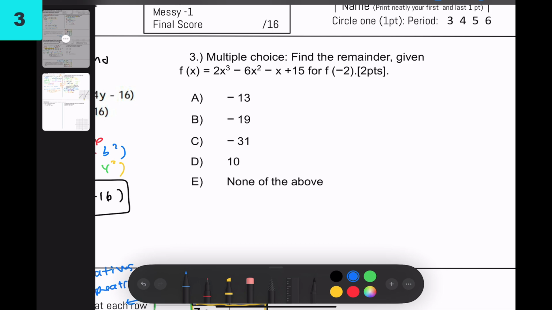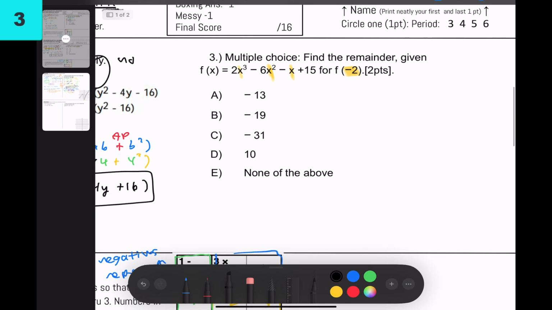Okay, this one, find the remainder. Well, I already have f of negative 2. I'm just going to put that in for every x value. Remember, let's do it in blue. This is f of x, so x is going to be negative 2. 2 times something to the third power minus 6 times something squared minus something plus 15. And we just said x is negative 2, so I'm going to put in each of those.